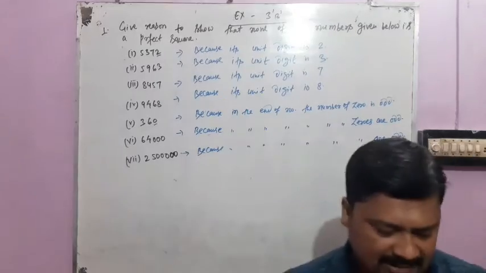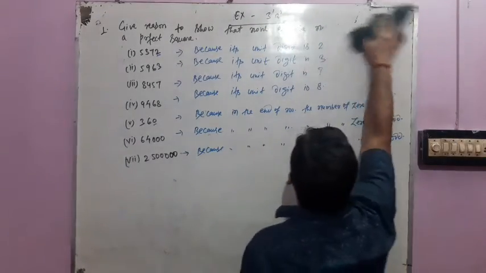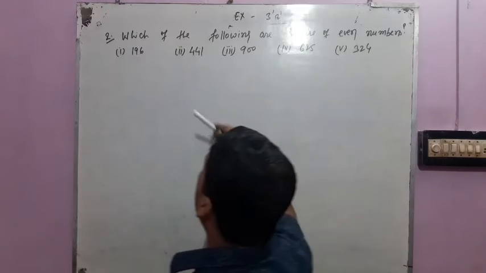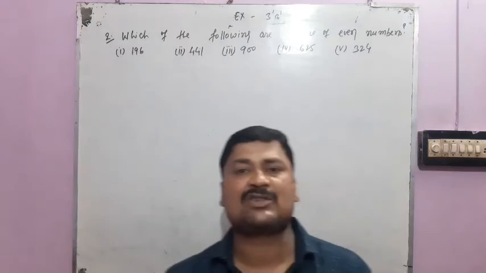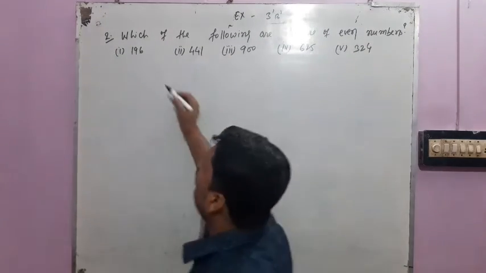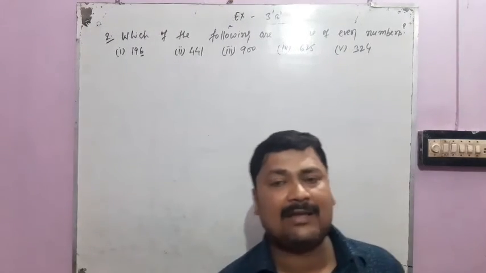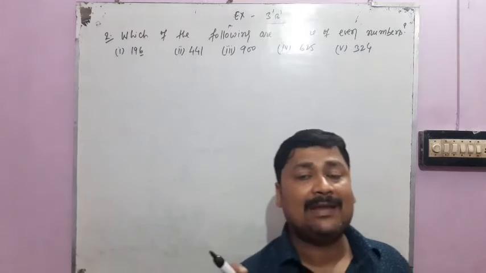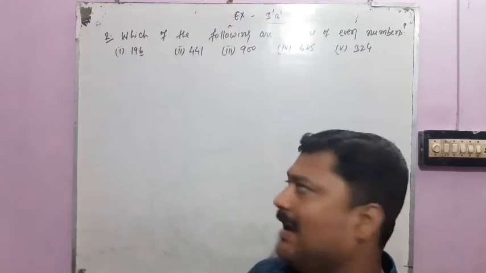Okay students, moving on to the next question. Now in question number 2, which of the following are a square of an even number? Students, the square of an even number is always an even number. Now, what is the last digit of this number? As you know, a number is an even number when its last digit is 0, 2, 4, 6 or 8.